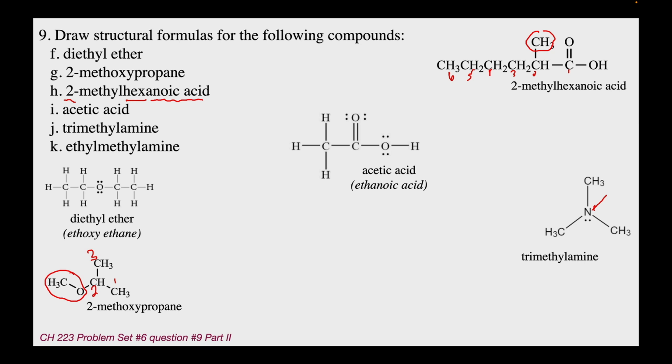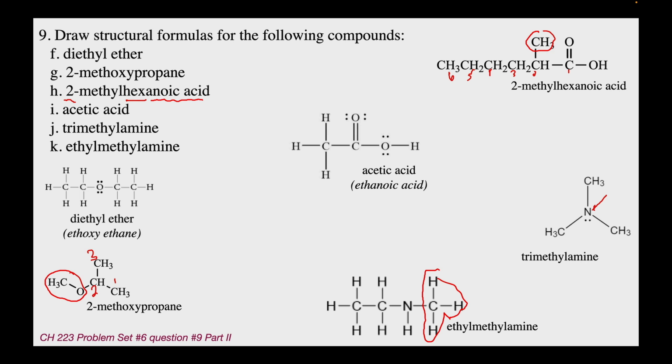But we talked about how, with trimethylamine, nitrogen can handle up to 3 alkyl groups around it. But there's only 2 alkyl groups listed here. That means the other position is just going to be a hydrogen atom. So ethyl methylamine has a methyl group, CH3, which is that group on the right. It has an ethyl group, which is CH3CH2, and then the last position is just a hydrogen.